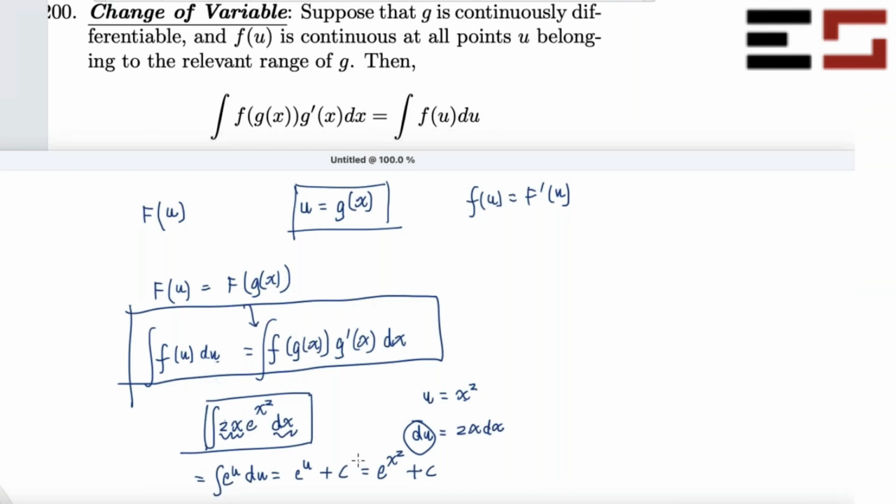And now if you want to check your answer, what should you do? Exactly, take the derivative of this. It's just going to take half a minute. Take the derivative of this and see if you're getting this or not, because sometimes errors can happen, and this is a way to check your errors.